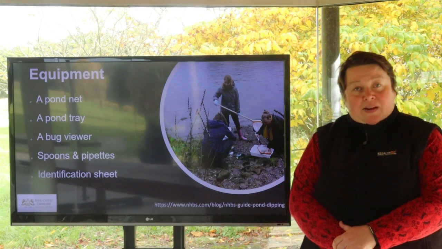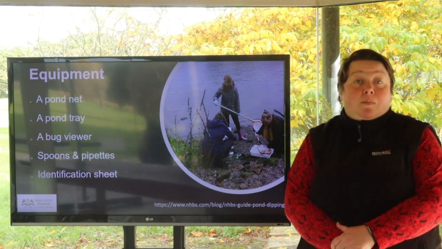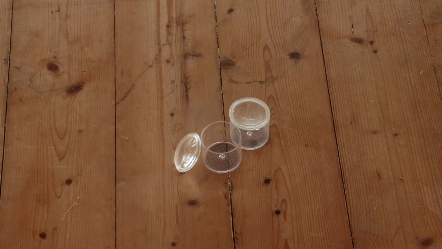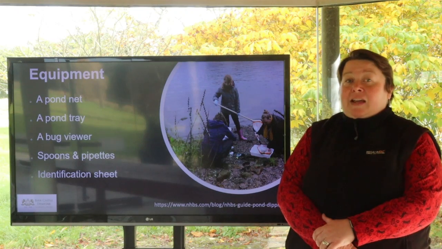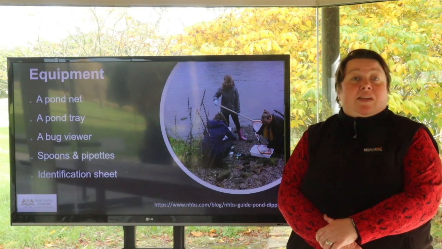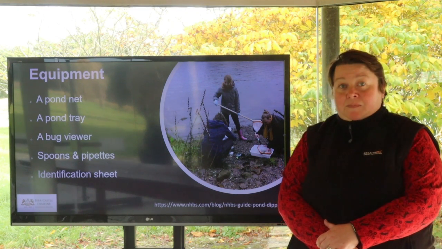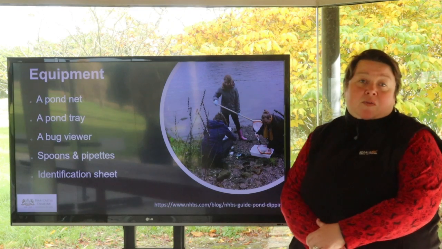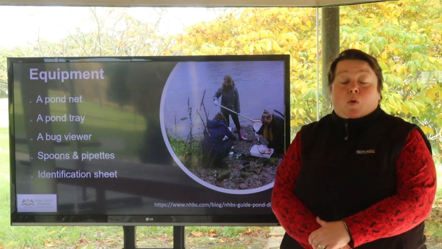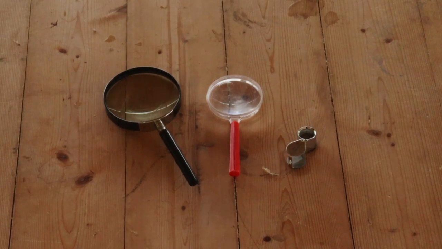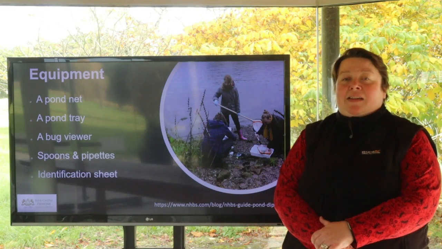Any insects or invertebrates that are found, then we can move to a bug viewer. This is a jar with a magnified lid. This allows us to observe the animals, so if we need to count legs or wings when identifying them. If the bug viewer isn't strong enough, then we would use a stereo microscope or even a magnifying glass to have a closer look at the animal to help identify it.